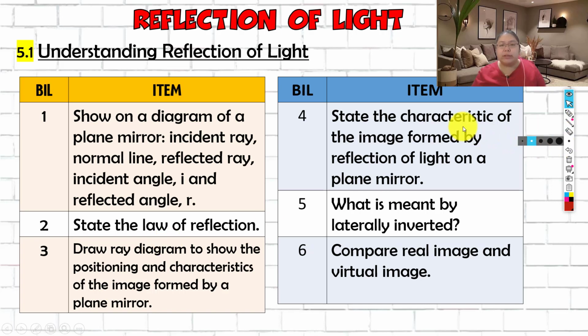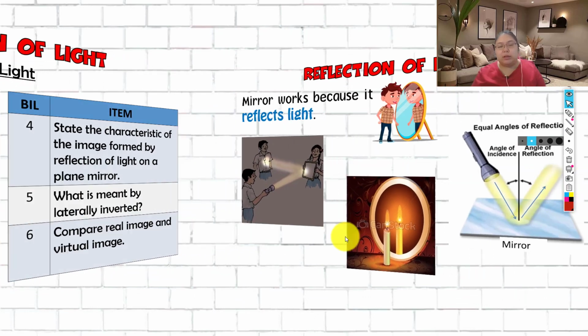Number 4, we state the characteristic of the image formed by the refraction of the light from the plane mirror. Number 5, what is meant by laterally inverted. And number 6, we need to compare the real image and the virtual image.